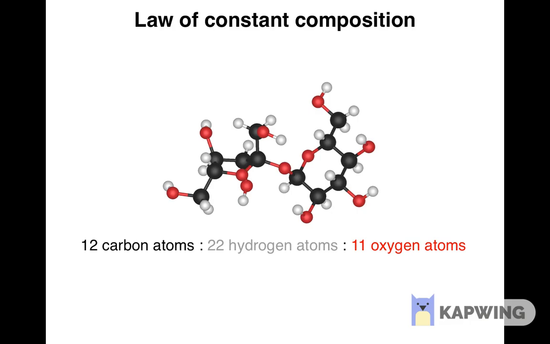The law of constant composition is one of the most important laws in chemistry. We must always remember that what chemical compound we have is determined not just by what elements it is made up from, but also by the ratios between the numbers of atoms of all these elements.